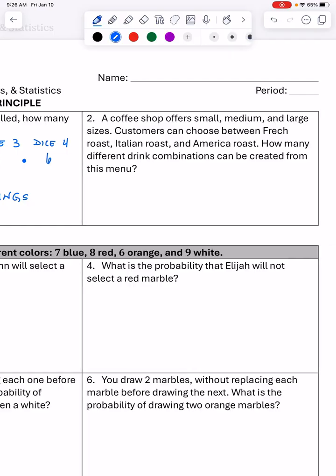Number 2 says, a coffee shop offers small, medium, and large sizes. Customers can choose between French roast, Italian roast, and American roast. How many different drink combinations can be created from this menu? Basically there are 2 choices, right? We have a size, and then we have a roast. For size we have small, medium, or large, so 3, times the number of roasts we can choose from. There are 3 roasts, so there are 9 combos we could create.